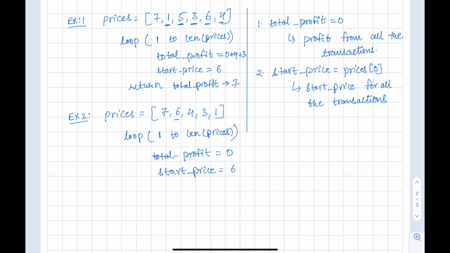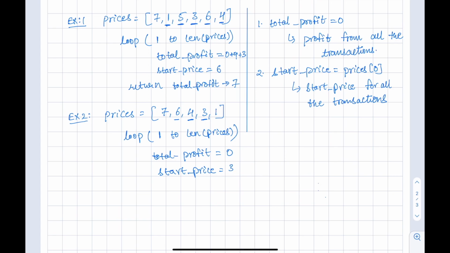Then you are moving on to the next day, day 3. Since the price of the stock has again decreased, you are going to update the start price again. So you are updating this one to 4, and you are not making any profit again here. Then you are moving on to the next day, and the price of the stock is 3, and the start price is 4. You are not going to make any profit from this transaction. So you are going to again update this start price to 3.